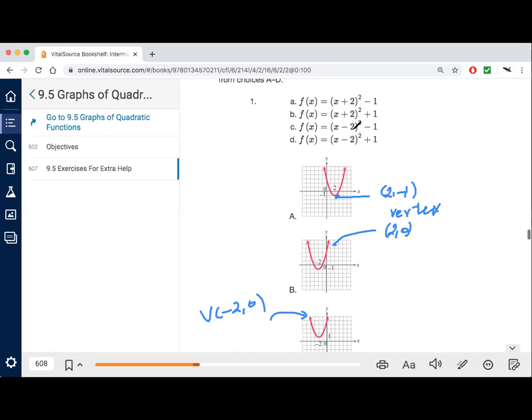Okay, -1. There's a way to see this in the function. So which one of these has -1? A and C. Okay, but which one matches this? Which one has -2? Both have A. A, because 2 is positive. We don't have -2. That's right.